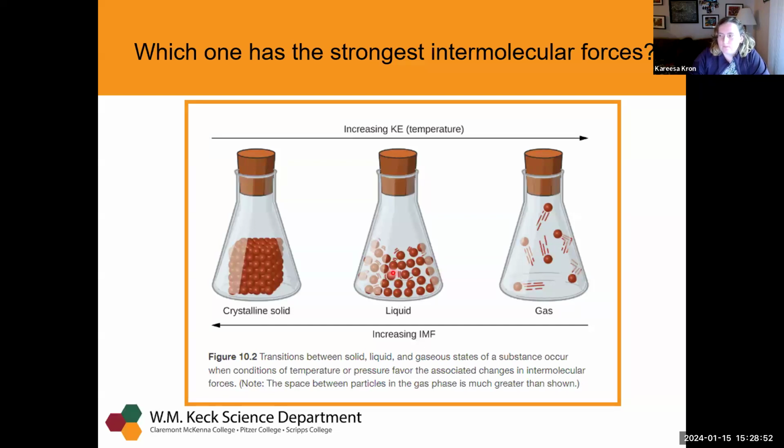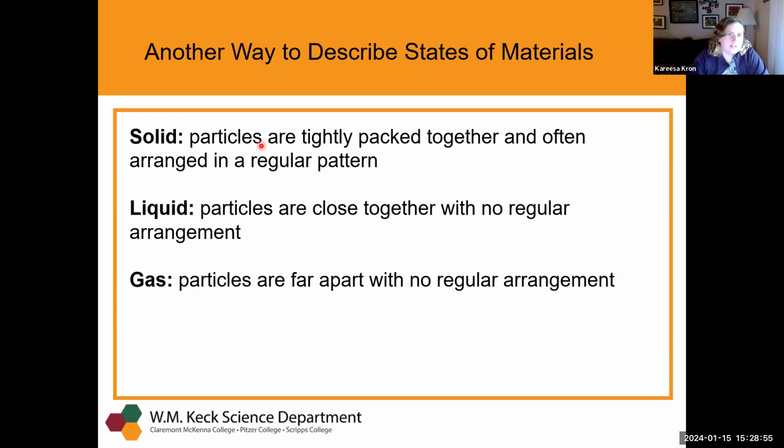To summarize the states of these materials that we're interested in moving between in this section, we have a solid which has particles that are tightly packed together and are often arranged in a regular pattern. This is like the image on the last slide, where they're neatly stacked and interacting nicely. A liquid has particles that are close together, but maybe they don't have a regular arrangement with each other. They're moving past and gently touching each other. The gas, the particles are farther apart and they have no regular arrangements. They're just bouncing wherever they want in whatever container they're in.